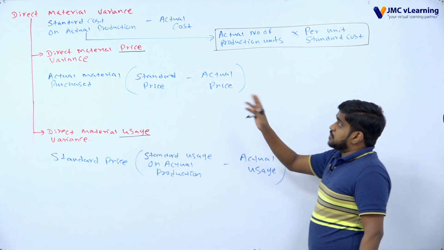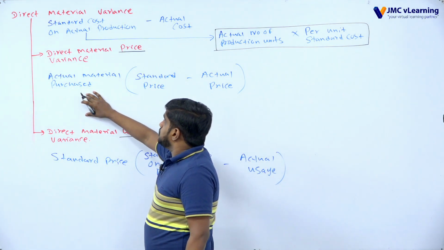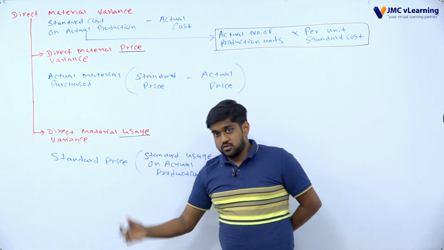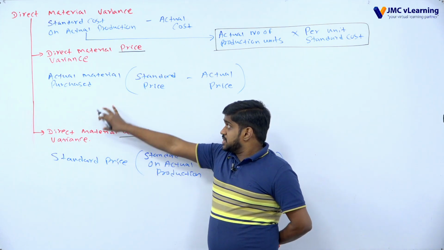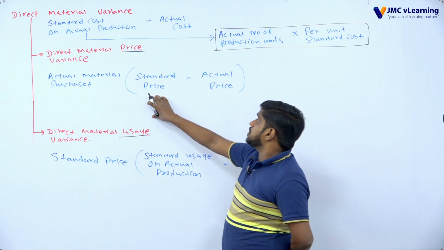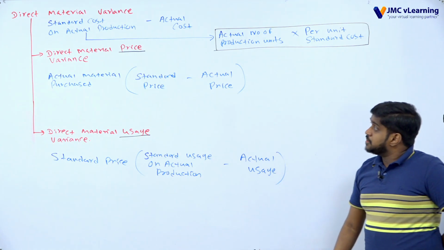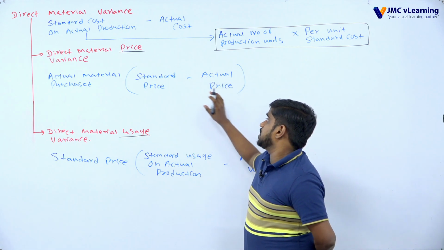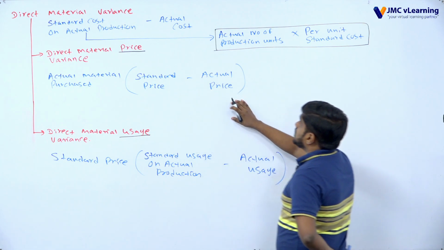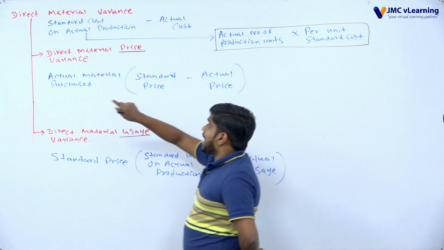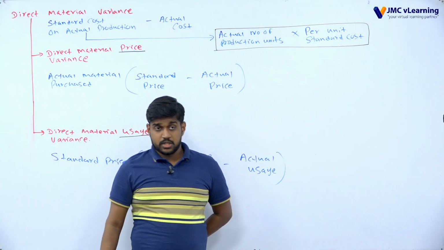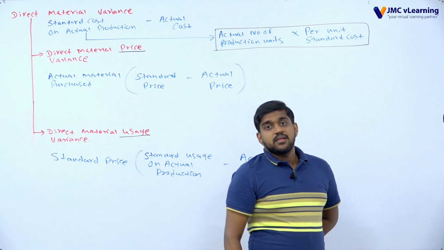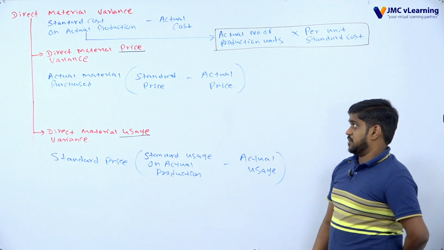Then how can we calculate direct material price variance? Simply, we calculate it using the actual material purchase, that means the actual number of material purchased. It can be kilograms, liters or whatever. We multiply the actual material purchase by the difference between the standard price and the actual price of that material. If we consider kilograms, that is the difference between the per kilogram standard price and the per kilogram actual price, multiplied by the actual kilogram purchase. Then we can calculate the direct material price variance.